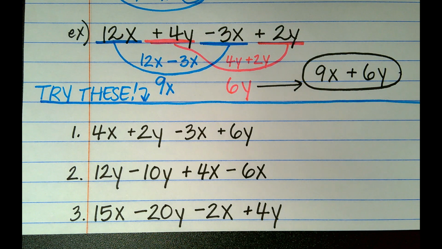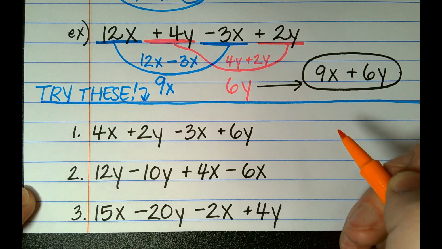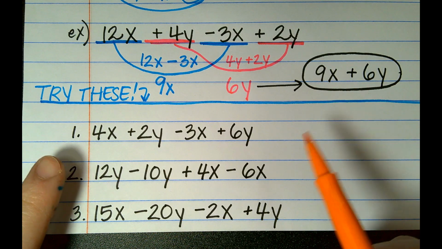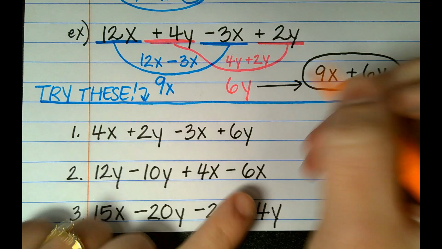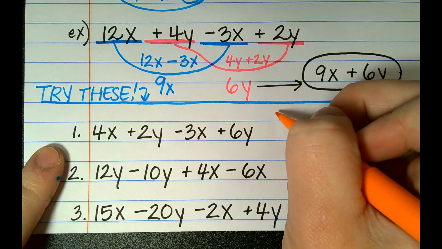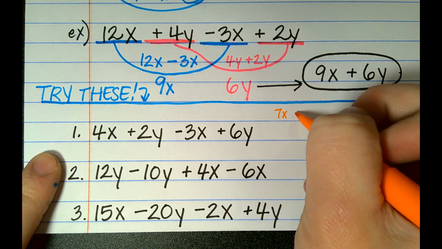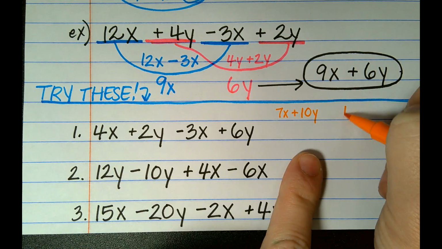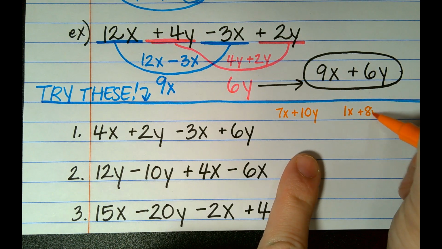All right. Number 1. What did you guys get? 7x plus 10y. Did anyone get something different for number 1? Yes, I got 1x plus 8y. Ooh, different answers. Let me write down yours. You said you got 7x plus 10y. And then, what did you ladies get? 1x plus 8y.